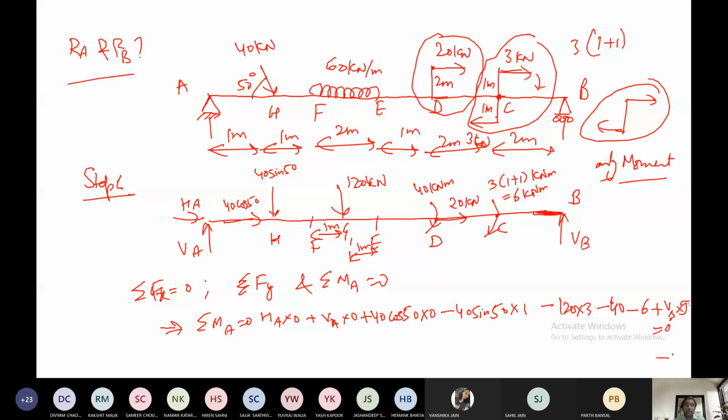1 and 2 you can make by yourself. I think this is very easy. 1 and 2 you can easily make, and the third I have told you. So it is clear now how you have to solve this.